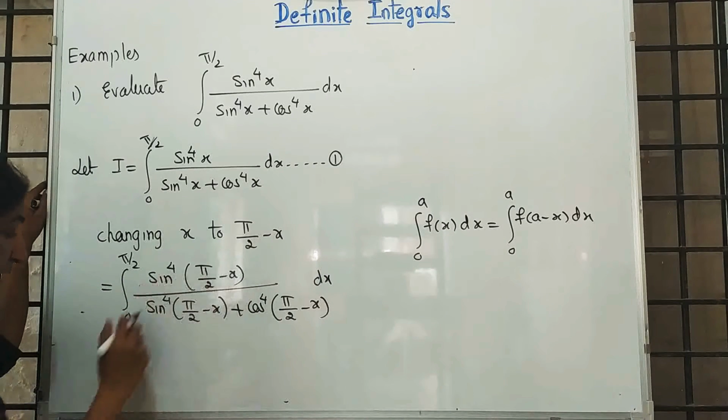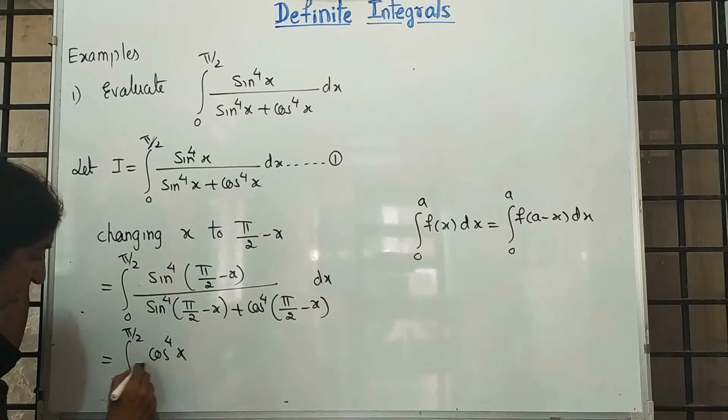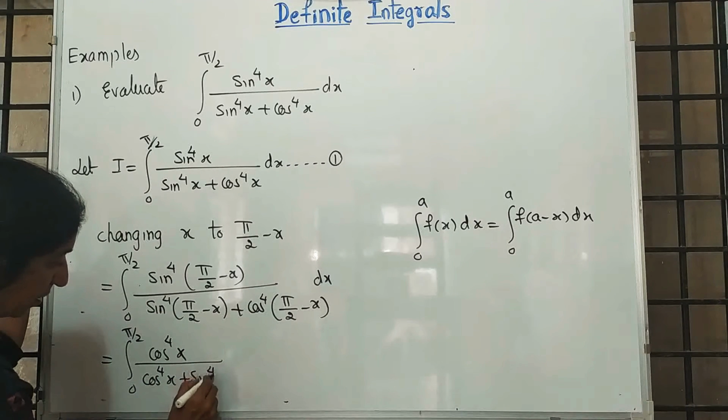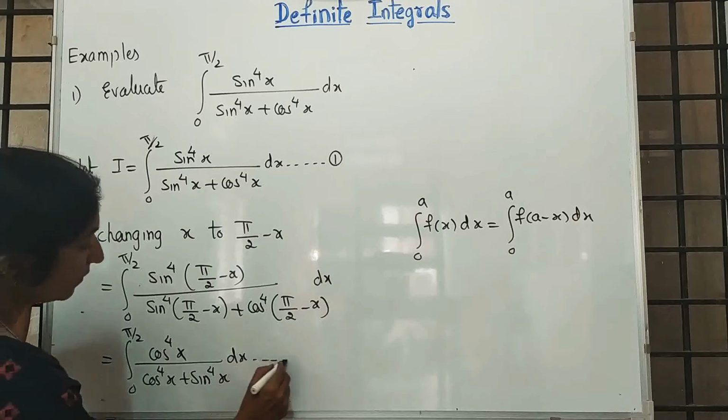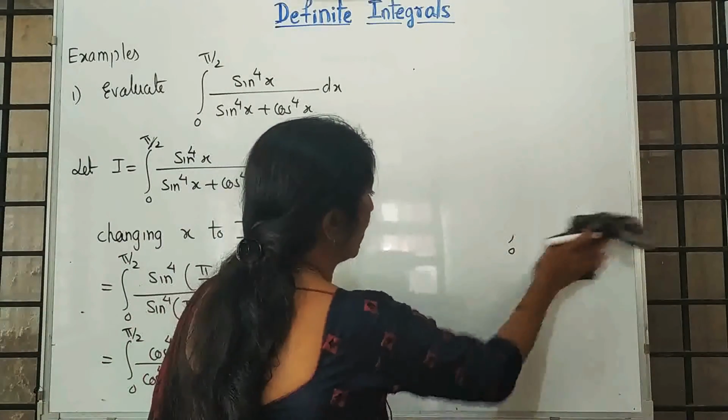Sin 90 minus theta is cos theta, and in the first quadrant there is no negative sign, so cos raised to 4. Again, sin 90 minus theta. In the denominator, cos 90 minus theta is sin theta. Let us call this equation 2. Now by adding 1 and 2.